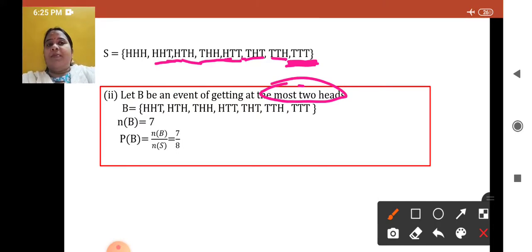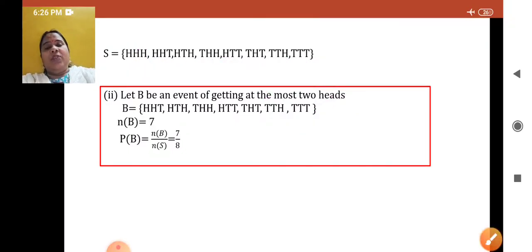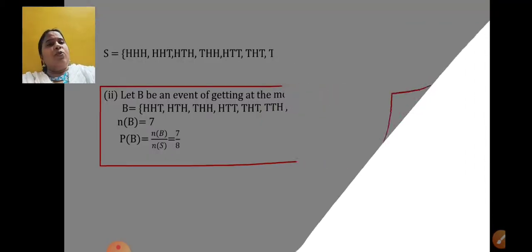I hope this concept is clear. You're not getting confused. Yes, at the most, even if it is not there, it has to be taken. Yes, at the most 2 heads. So these are the 7, except the first one. Yes, except the first one, you have to consider all the other elements. So how many we have? 7. N of B is equal to 7 and probability of B will be 7 upon 8, and this cannot be further reduced. This is our final answer. So I think this concept of at least and at the most is clear to you.